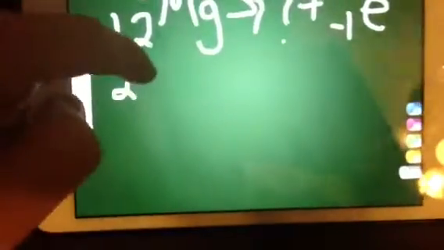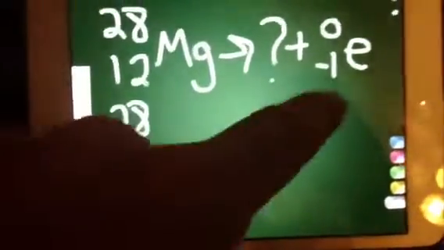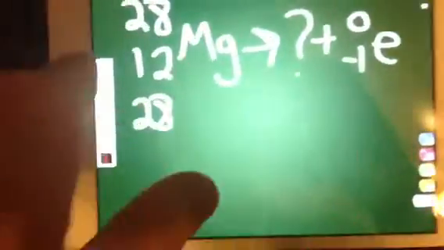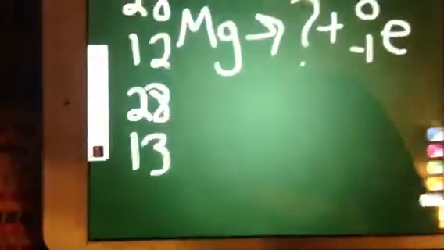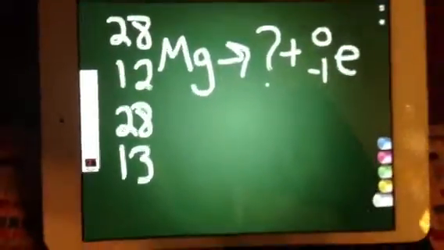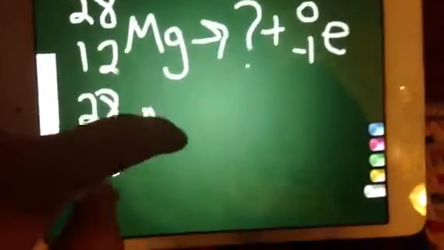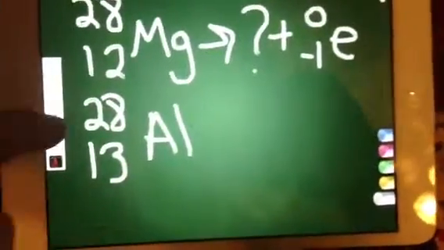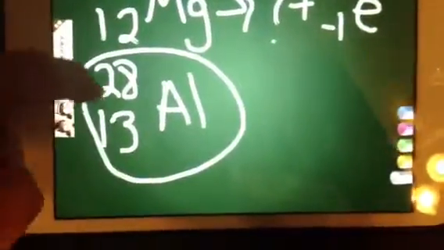So what we did, 28 minus 0 equals 28. And then 12 plus 1, because that's a negative, so you have to have one more on this side to make sure that these balance, would be 13, because 12 plus 1 is 13. And if you don't have a periodic table of the elements in front of you, this is aluminum, because aluminum has 13 protons. So this is aluminum-28.